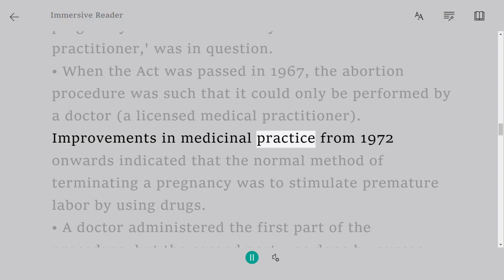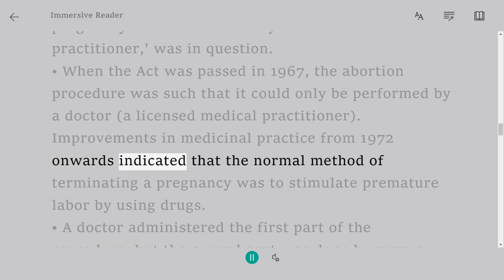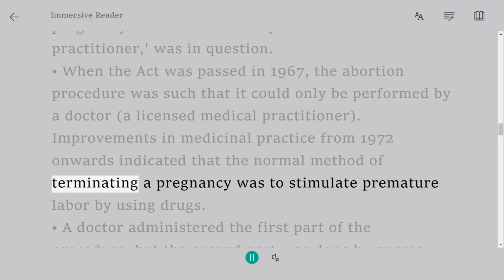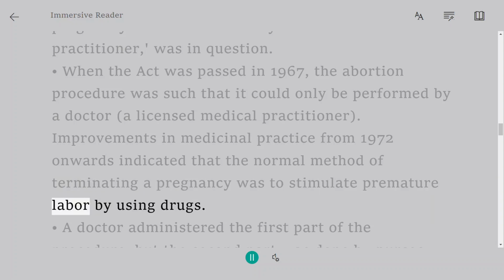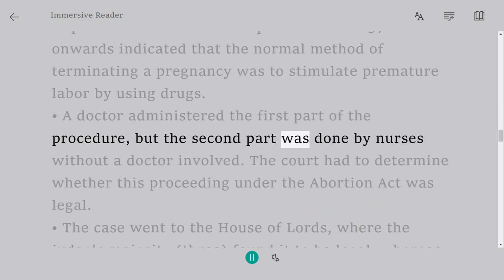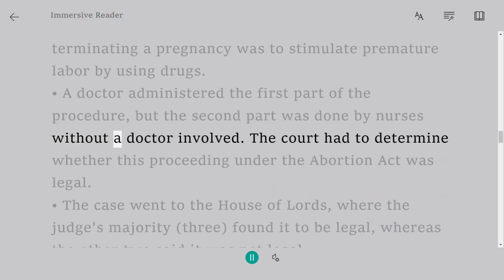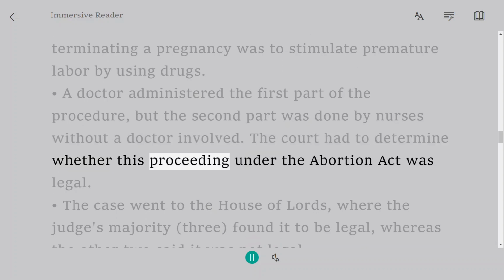Improvements in medicinal practice from 1972 onwards indicated that the normal method of terminating a pregnancy was to stimulate premature labor by using drugs. A doctor administered the first part of the procedure, but the second part was done by nurses without a doctor involved. The court had to determine whether this proceeding under the Abortion Act was legal.